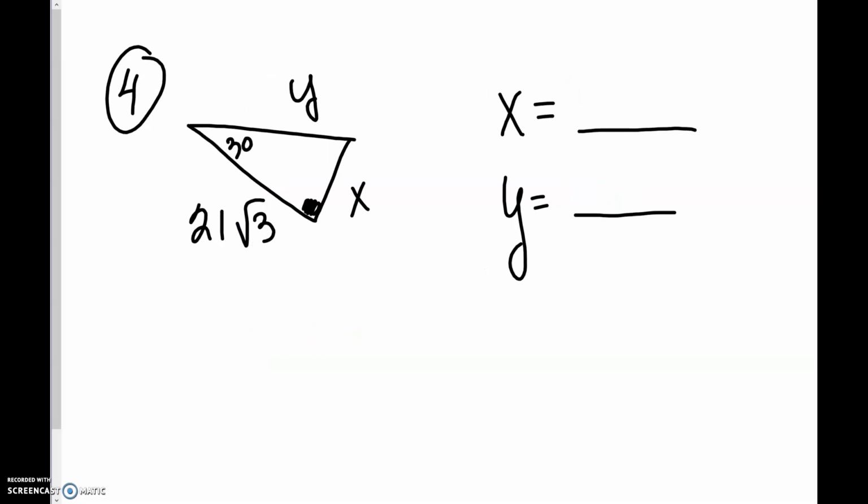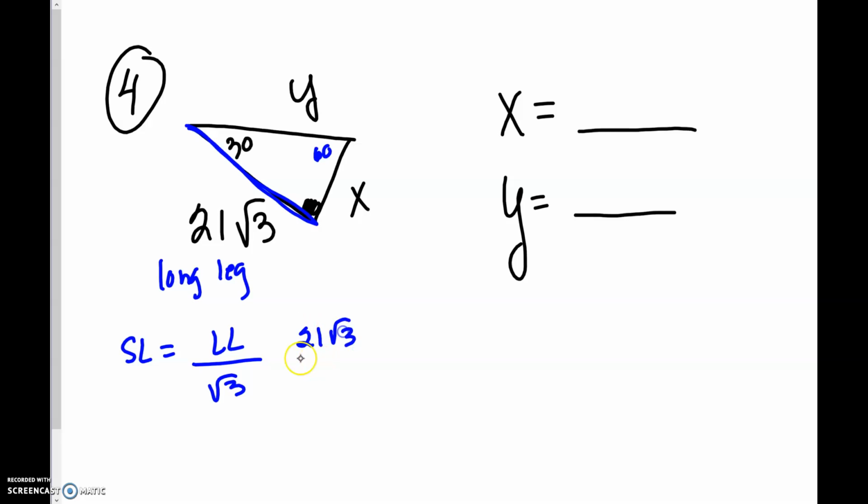All right, number 4, again, pause it. Try it, and then resume. Looks like we have a 30, 60, 90 triangle this time, and the piece that they're giving us, this side right here, is going to be our long leg. So how do we go from the long leg to the short leg? The short leg is going to be equal to the long leg divided by root 3. So we're going to take 21 root 3 and divide by root 3. So it looks like these guys are going to cancel out. So x is our short leg, and so that is going to be 21.